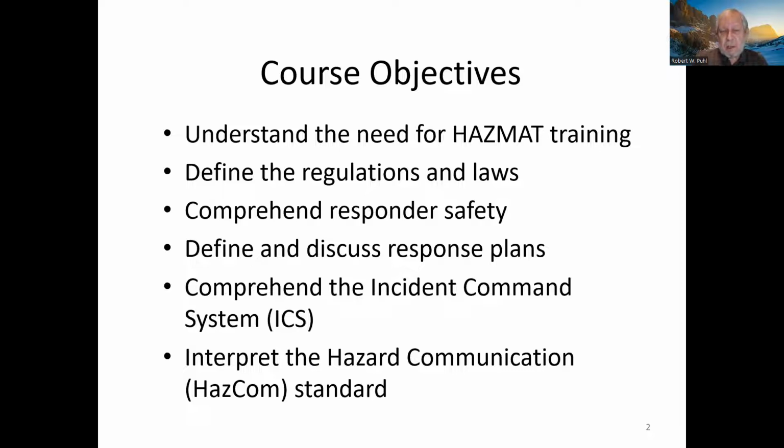Course objectives: understand the need for hazmat training. We're going to talk about some of the regulations and the laws, and really interestingly, how these regulations and laws came about. Comprehend responder safety. Responder safety is a huge part of any emergency response. And define and discuss emergency response plans and the incident command system. Part of this class, you'll be taking a FEMA course in the incident command system, which will give you a lot more than you'll get in this course. Hazard communication standard: we're going to talk about it within the first part of this course in the book, and then the second part is entirely on that.